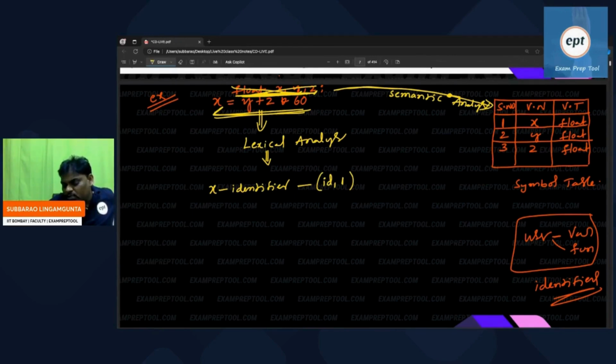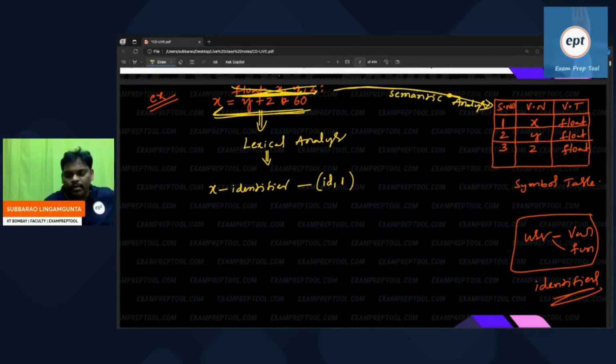The purpose of this token number is that X is an identifier, and it is there in the symbol table first row. If anyone asks you from now onwards, "Hello X, what are you? Who are you?", don't say I am this, I am that. Just give this token number, and they will get to know. Right? Fine.